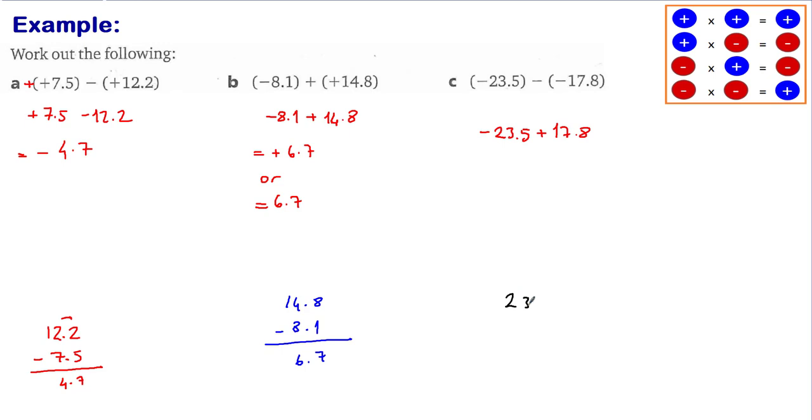So 23.5, 5 minus 8, from 5 you cannot subtract. So from 15, if you subtract 8, it's going to be equal to 7. Now here we have 12. Because we have 2 here, and from 2 you cannot subtract 7, if you subtract 7 from 12, the answer is going to be equal to 5. So the answer is 5.7. Okay, I am going to write 5.7 for the answer, but this time the answer is negative. Why negative? Because the bigger number is negative. So the answer is minus 5.7.